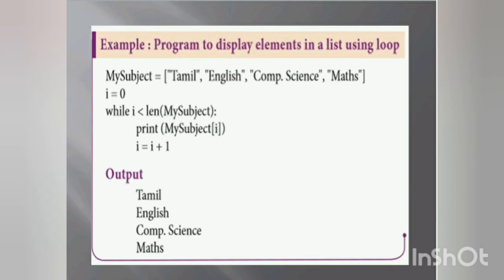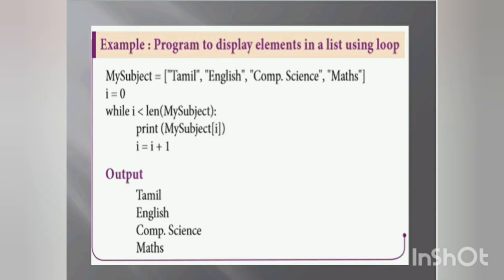Print statement of my subject of 2 is Computer Science. That will get printed. Then again the I value will get incremented to 3. Let's check the condition. The 3 is lesser than 4. Yes, the condition is true. Now it will print my subject of 3. What is it? That is Math. So Math will get displayed.